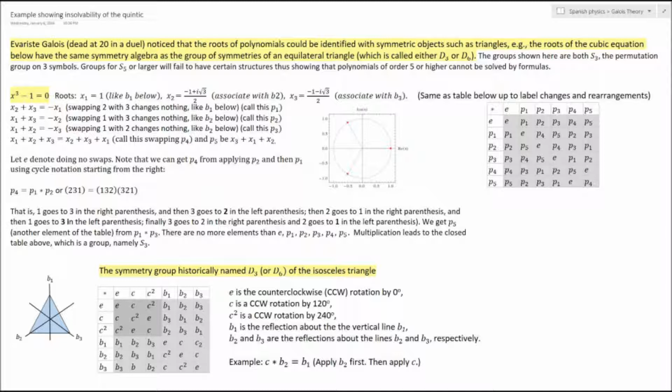So this is the key idea, noticing that the roots of polynomials have symmetry operations which can correspond to the symmetry operations of abstract ideas such as the group of the equilateral triangle below. So what this presentation is going to show is that there are certain properties of groups of order 5 or higher that will preclude the associated polynomials from having a formula that's based on plus, minus, times, divide, and extraction of roots of its coefficients.